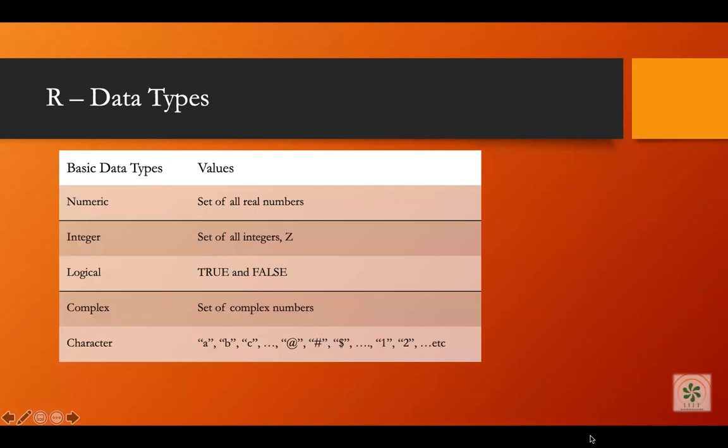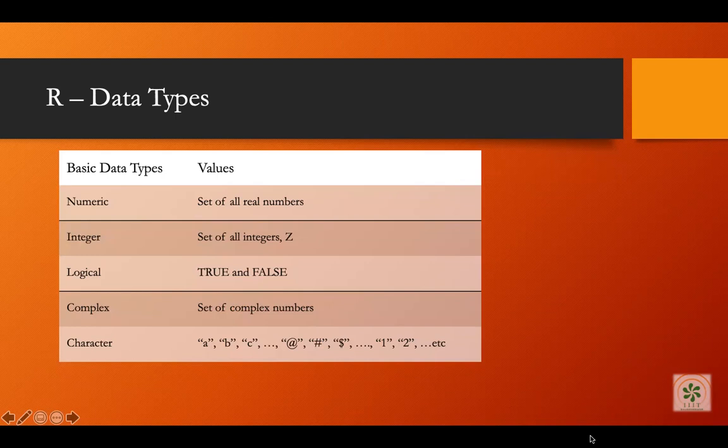Data types of R. Just like in C++, there are different data types here too. The first data type is categorized as the numeric data type. The set of all real numbers is called the numeric data type. Inside the numeric data type, we have different types, which is definitely the numeric one.